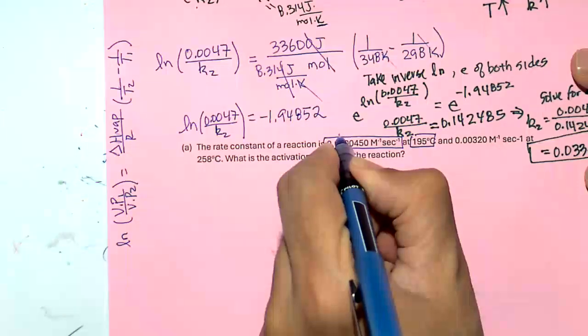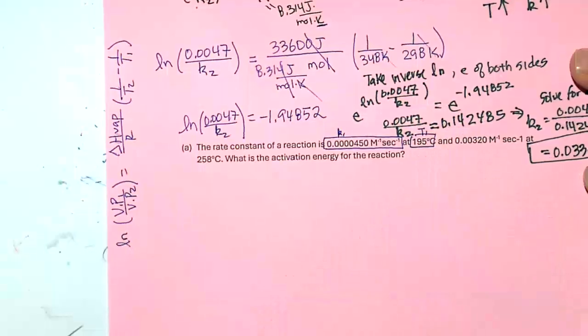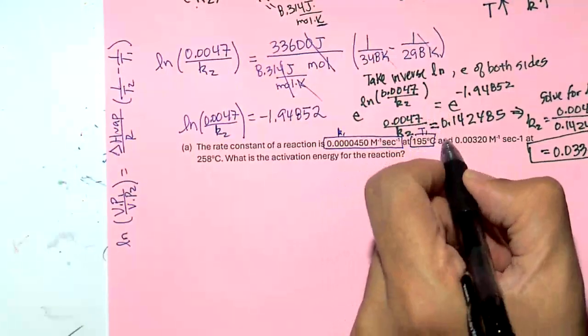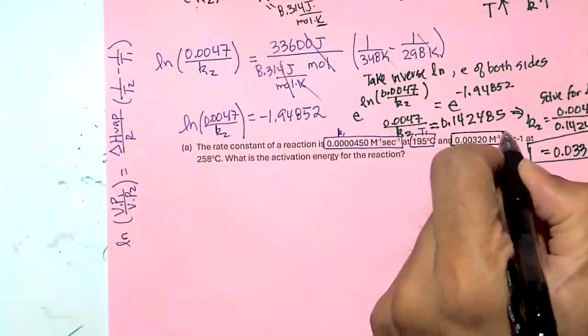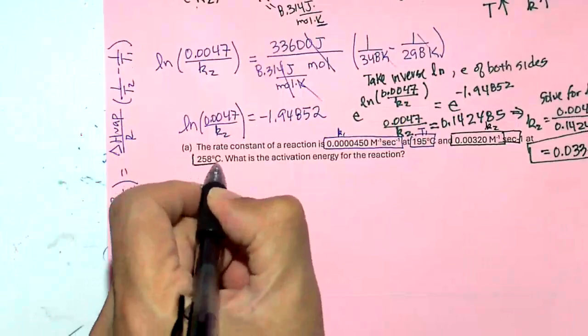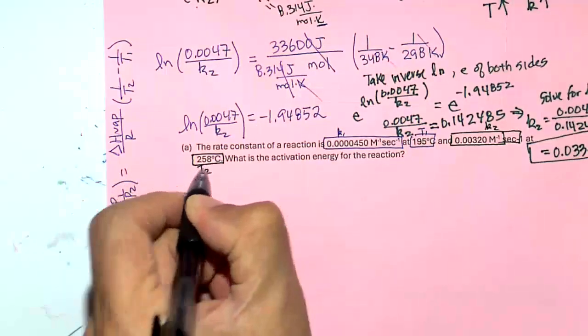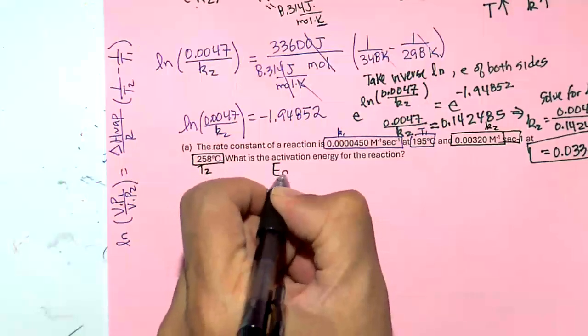So I'm going to call this K1. I'll call this temperature T1. And what is K2 at T2? K2 is 0.0032 inverse molar inverse seconds at T2, which is 258. Okay, what is the activation energy for this reaction?